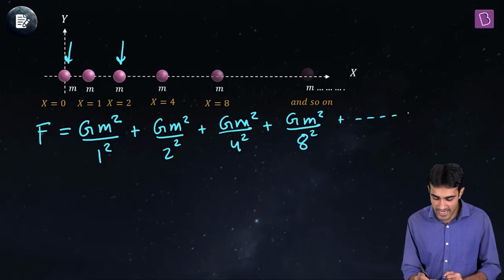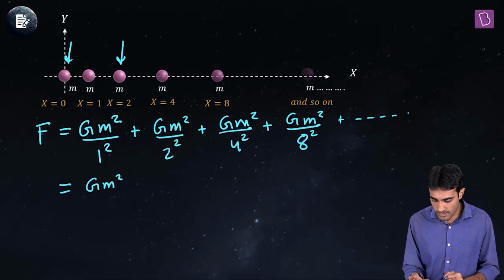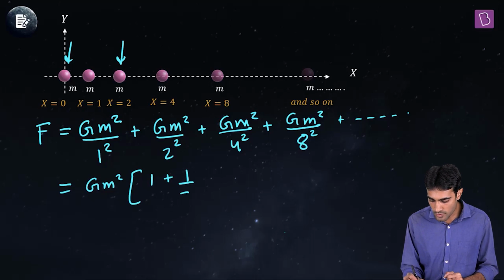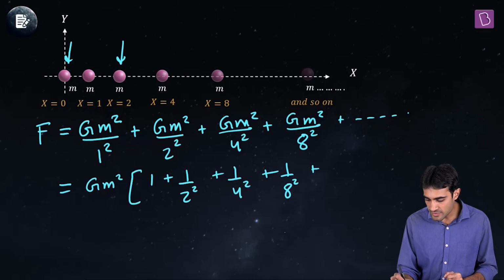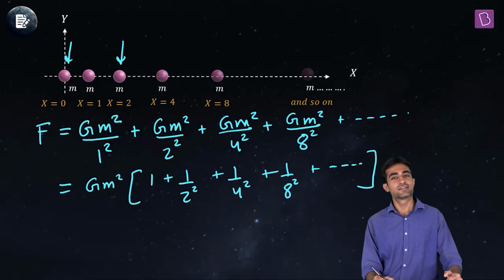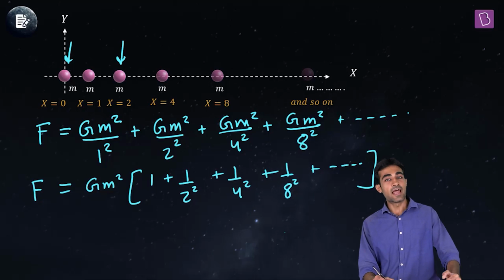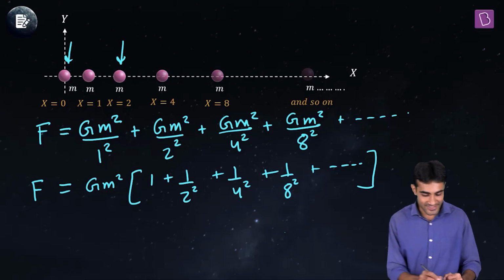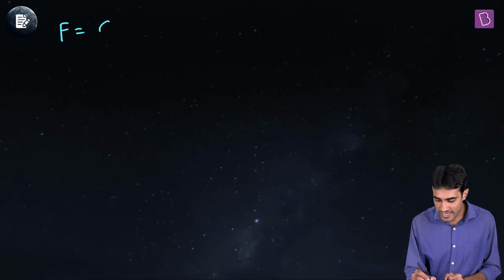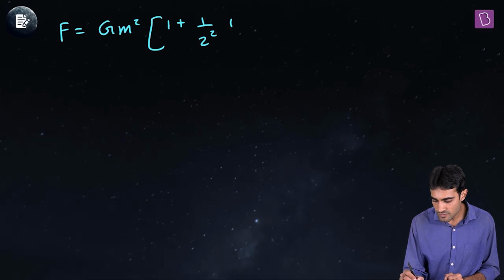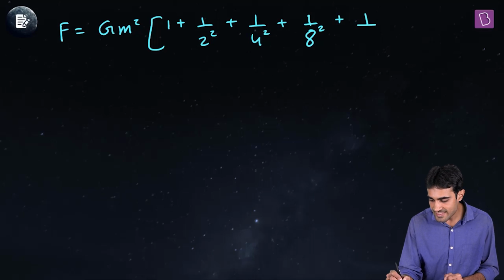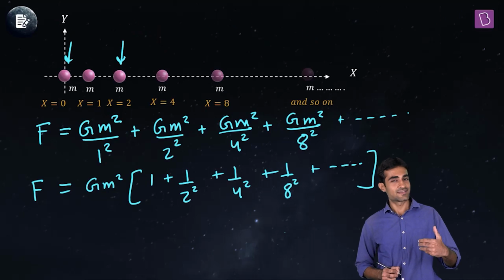Let's see what we are getting from this series. So let's take GM square as common. Now we have 1 plus 1 upon 2 square plus 1 upon 4 square plus 1 upon 8 square, and so on and on. This is our series. So this will give us the net force. Let me rewrite it. So F is equal to GM square times 1 plus 1 upon 2 square plus 1 upon 4 square plus 1 upon 8 square plus 1 upon 16 square, and so on and on. Can you see it? Yes.